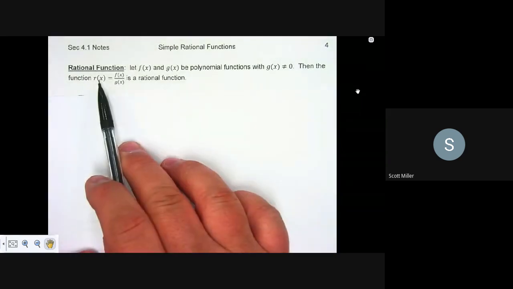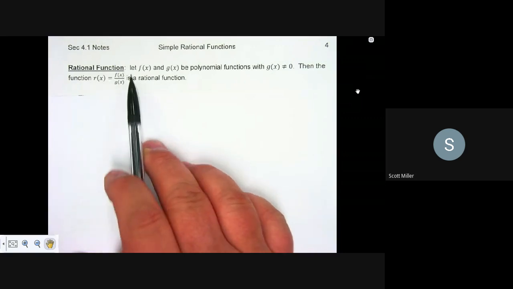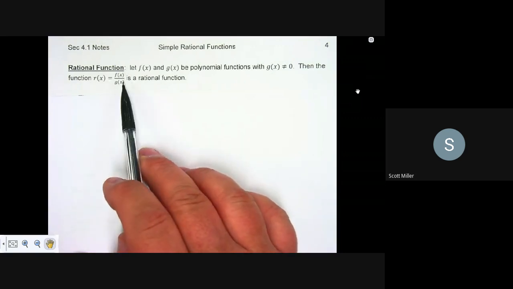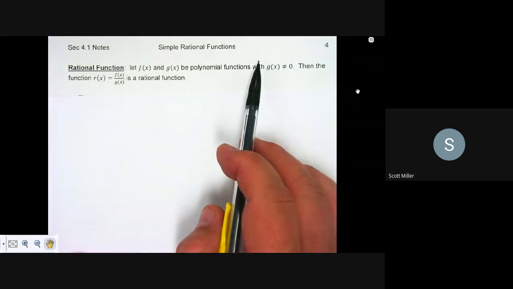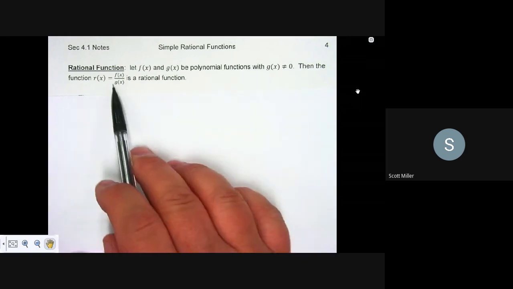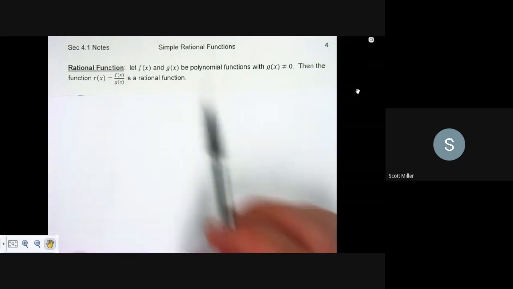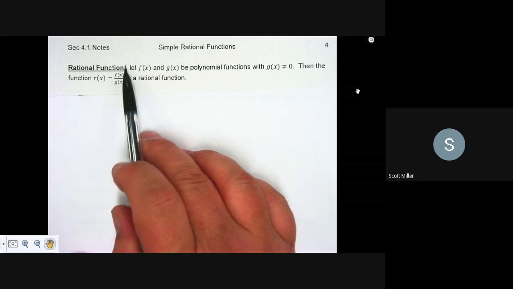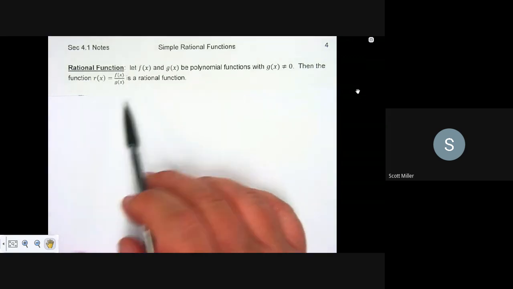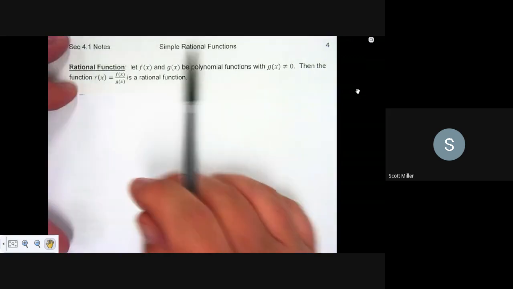Well, a rational function is a function of this form right here, where the top numerator and the denominator are polynomial functions. The bottom one, since it's in the bottom of a fraction, it cannot equal 0. So, if I have a function that looks like a fraction, then that is a possible rational function.